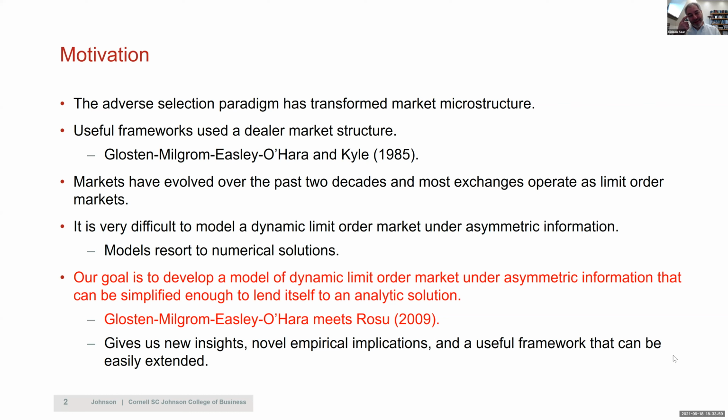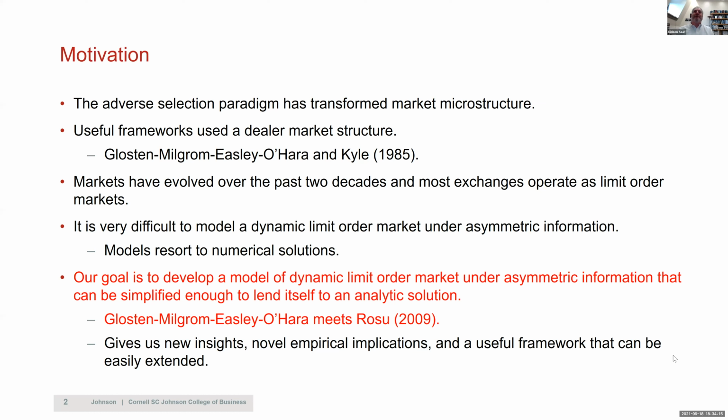And the reason, you know, Christine Parlour and Duane Seppi have this survey on limit order markets. Second, my printer is making all kinds of noises. I may want to shut it down if I can.